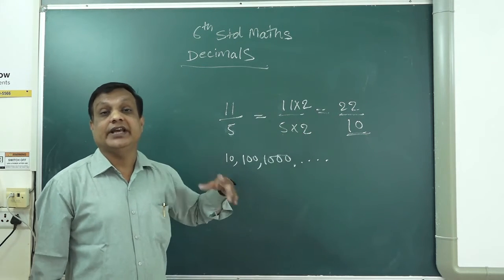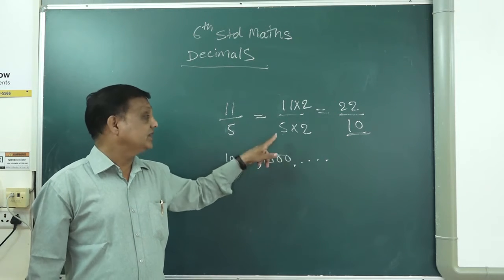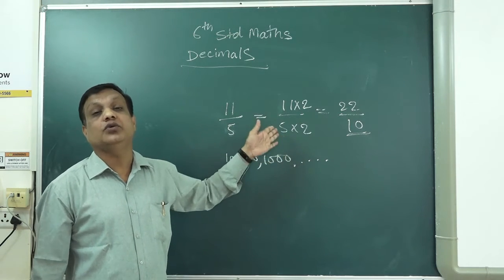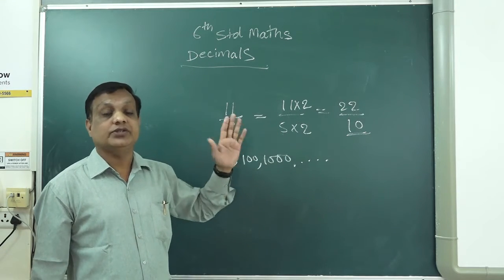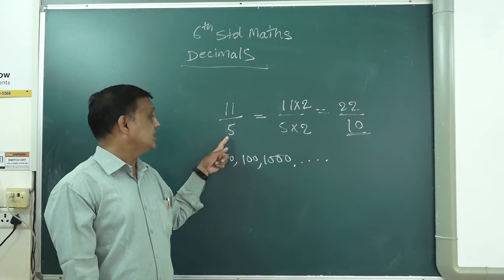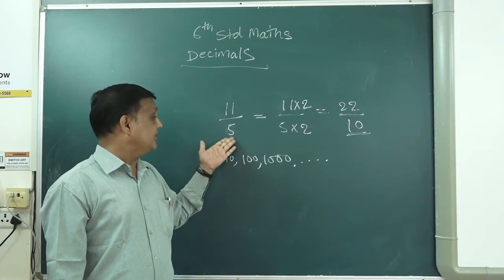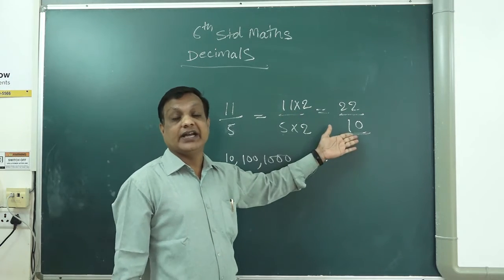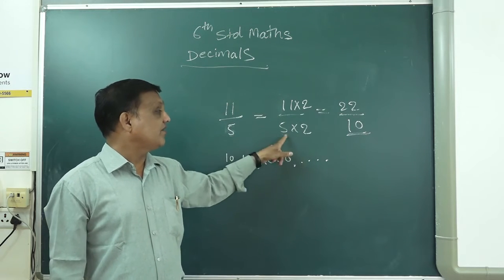You convert the denominator by multiplying with a number which gives you 10 or 100. If the denominator is smaller than 10, you have to reach 10. If it is more than 10, you have to try to reach 100. So this is 5, smaller than 10, so I converted this 5 to 10 by multiplying with 2. 5 twos are 10.